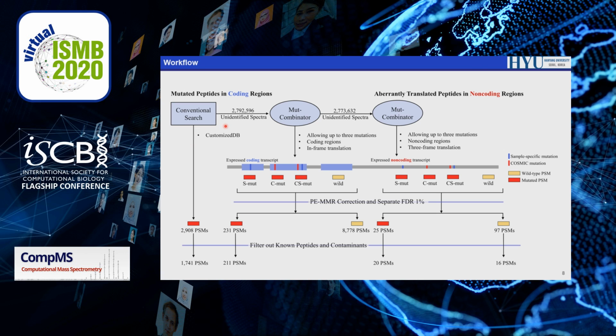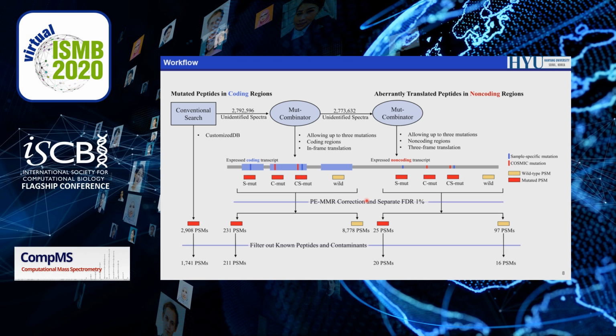We further searched the unidentified spectra using Mute Combinator with coding search mode allowing up to 3 mutations per peptide. This figure simply illustrates the variant graph. Gray line indicates non-coding region, and blue box indicates coding region. Each mutation source is also described here. There are 4 possible types of peptides from the search.